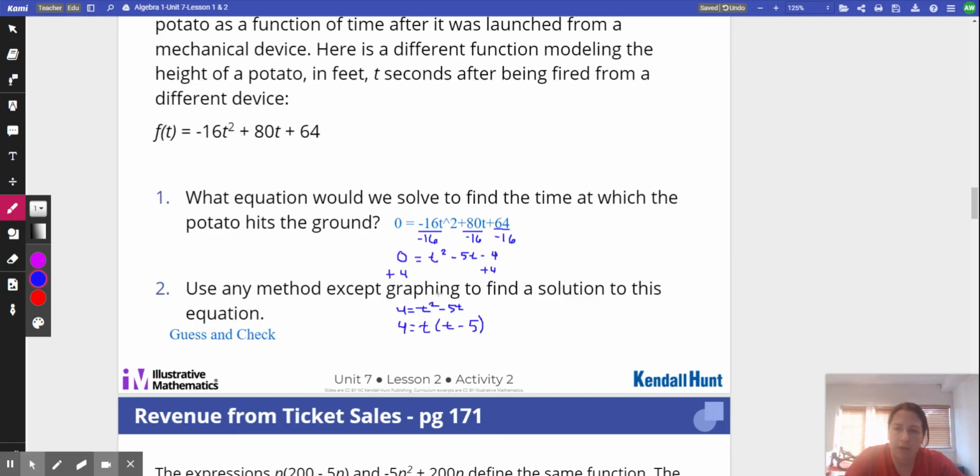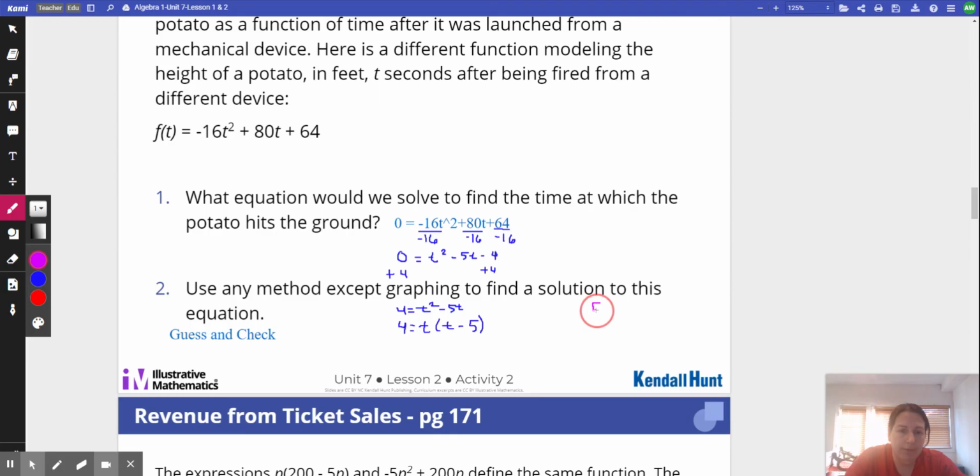Because it says we can't use graphing, I can't use my Desmos. If I guess and check, I'm going to plug in numbers and see what I get. If I plug in 5, 5 times 5 minus 5 would be 0, so it doesn't give me 4. So 5 doesn't work. If I plug in 6, 6 times 6 minus 5 would be 1, and 6 times 1 would be 6. So that doesn't work. I know my answer has to be somewhere between 5 and 6.